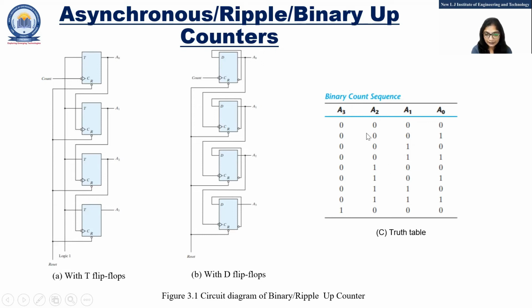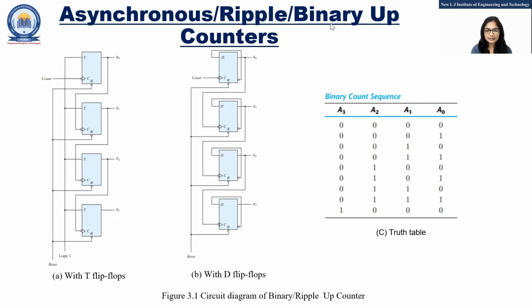But at the remaining combinations, this will not change its state. Only at this edge, 1 to 0, this flip-flop will change its state from 0 to 1. Like this way, each flip-flop changes its state at the negative edge trigger. Fine? So this is what a 4-bit up counter is.